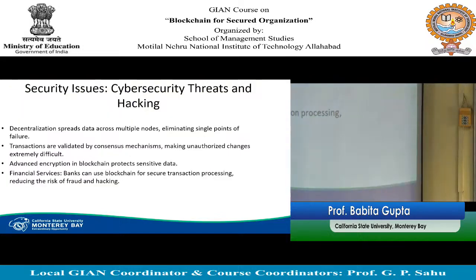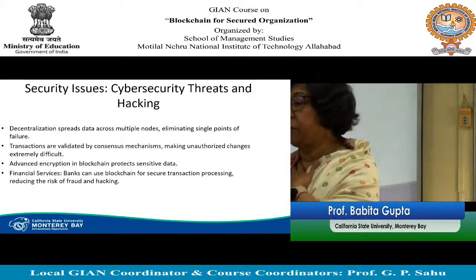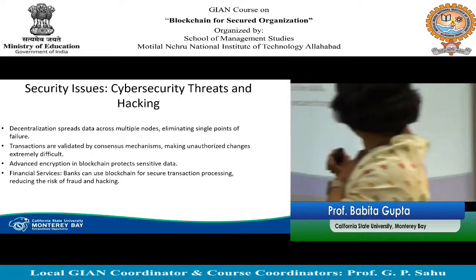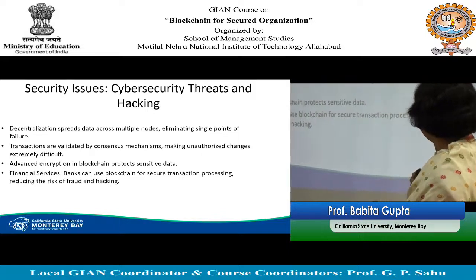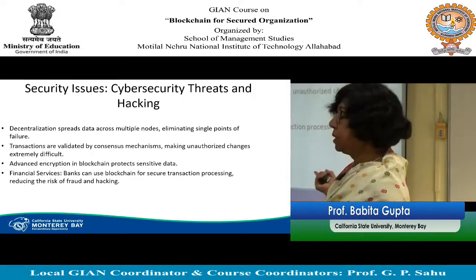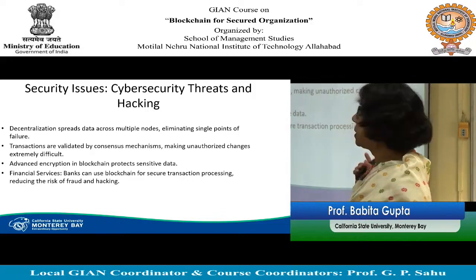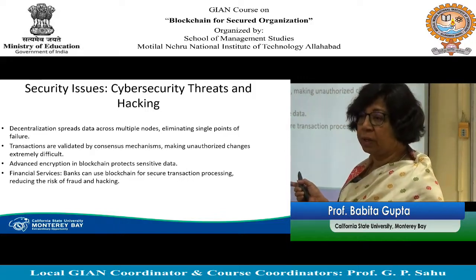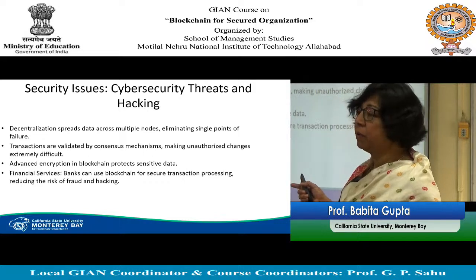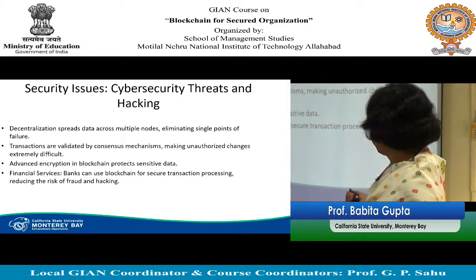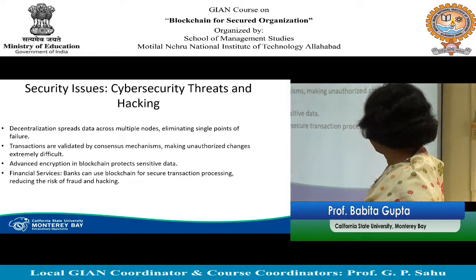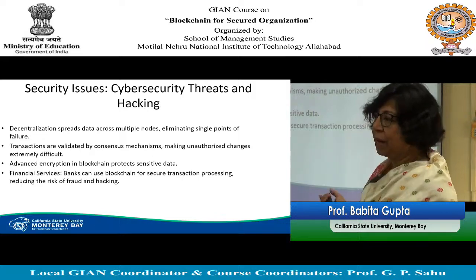So again, we were talking about security issues, decentralization. It spreads the data on multiple nodes, right? So it eliminates a single point of failure. I think we talked about this on day one already. We have transactions that are validated by consensus mechanisms, so that makes unauthorized changes very, very difficult, which can be very helpful in financial and sensitive industries, sensitive data. Advanced encryption, and of course financial services are where blockchains shine.